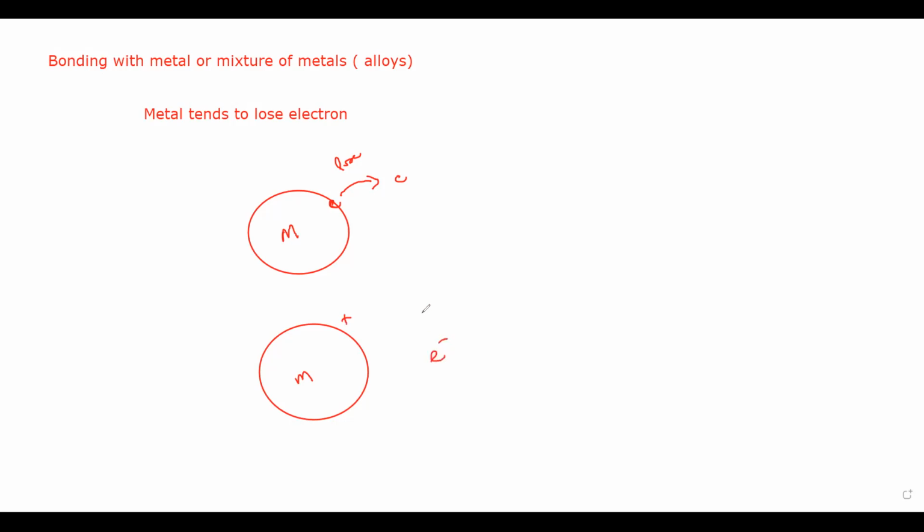And the electron is being lost. So the attraction between the positive ion, so it will form a positive ion, and there is electron. So this attraction, because unlike charges attract each other, so the attraction between the positive ion and the electron, what we call this attraction is having a specific name. We call that as a metallic bond. So attraction between the positive ion and the electron is known as metallic bond.